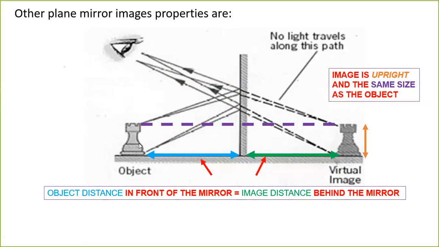Also, when you look in the mirror, you see that the top of your head is the same place in your reflection as it is in real life. That means your image is upright. It's not upside down. You're also the same size as your reflection. So you're not magnified or diminished. You're the same size, you're upright, and you are the same distance in front of the mirror as you are behind. So if you walk closer to the mirror, then obviously the distance between you and your image is going to be smaller.